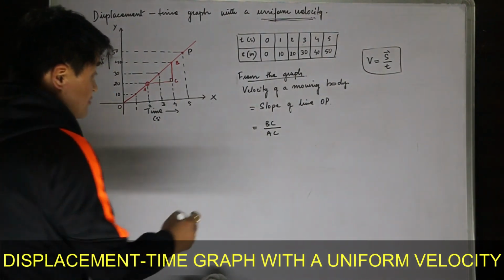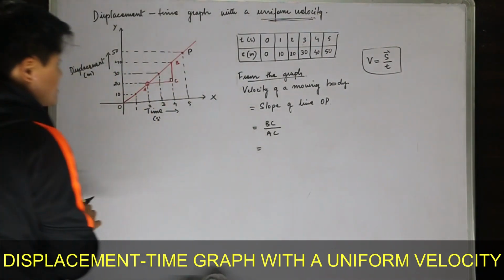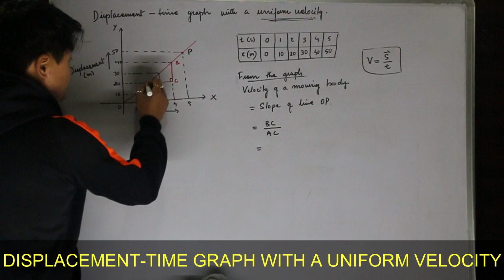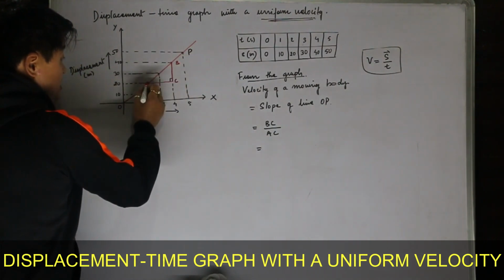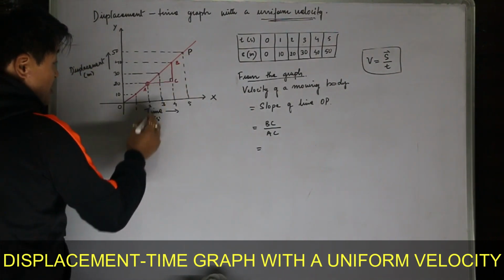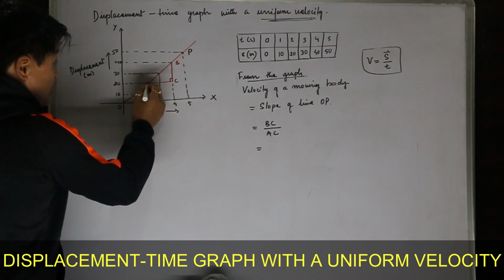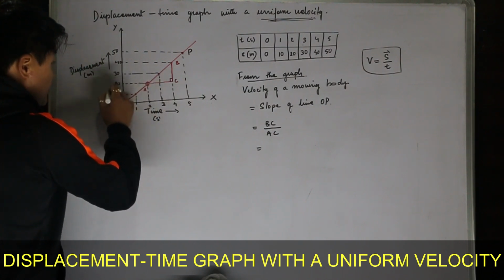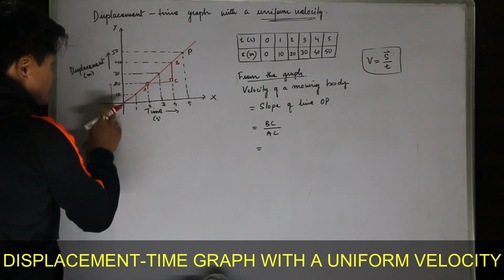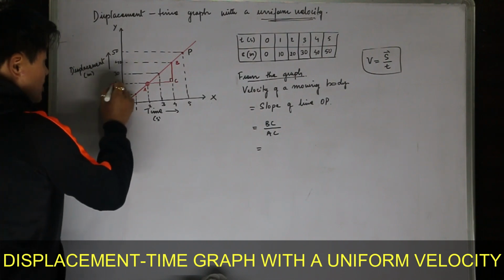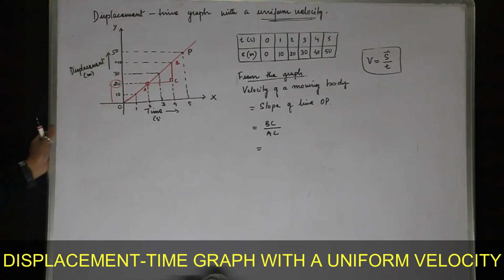So now we have to find this. How much is the displacement when the body is moving from A to B? Initially the body was at A. So when the body was at A, what was the displacement of the body? From 0 to here, the body was at the 20 meter mark.